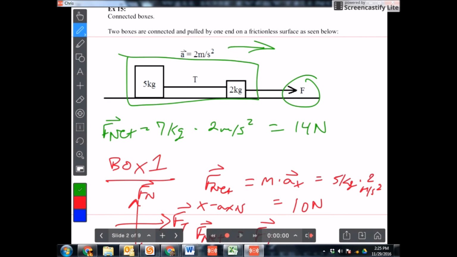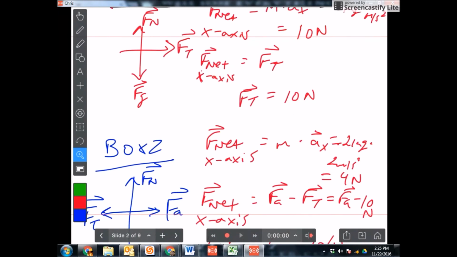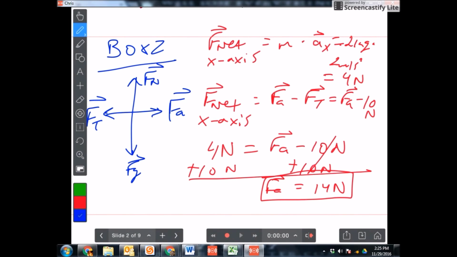10 newtons and 14 newtons. Wait, shouldn't they both just be 10? Oh, yeah, I guess so. Yeah, Brady brings up a good point here. Since we only have one sig fig in any of our givens, our final answer down here actually should not be 14 newtons. It should be 10 newtons so that it has one sig fig. Nice job, Brady.